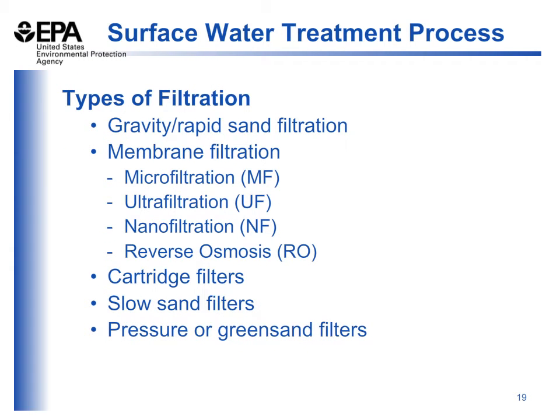We're going to talk about 3 of these filtration processes, including the gravity rapid sand filtration process, the different types of membrane filtration with a focus on reverse osmosis, and then cartridge filters, which can be successful for smaller surface water treatment systems.